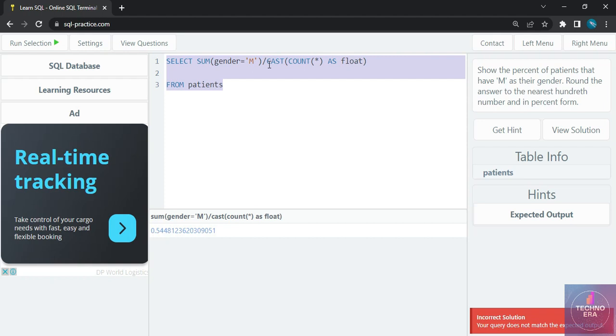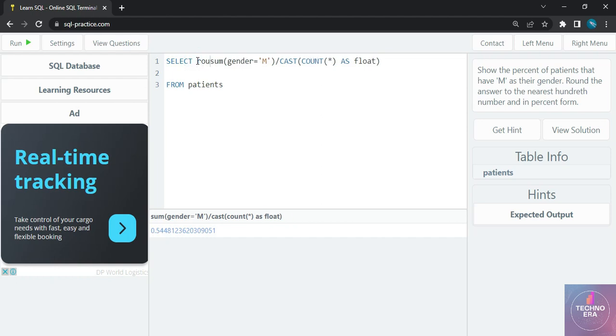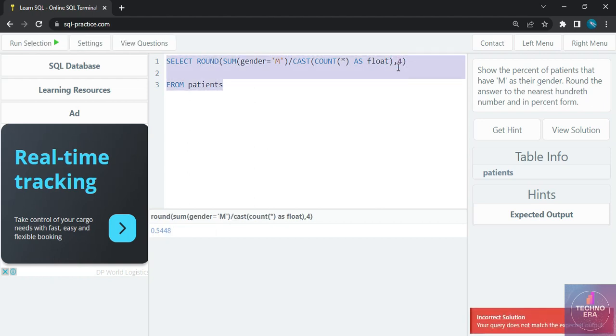Since we need to round to the hundredth, I will round this number to the 4 decimal point. See the result. This is the result.